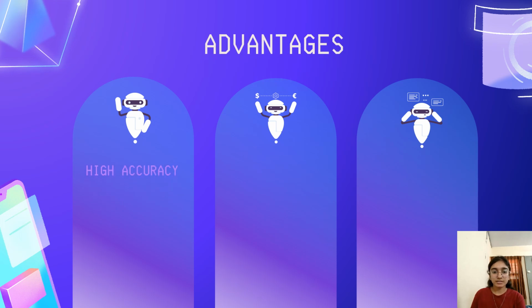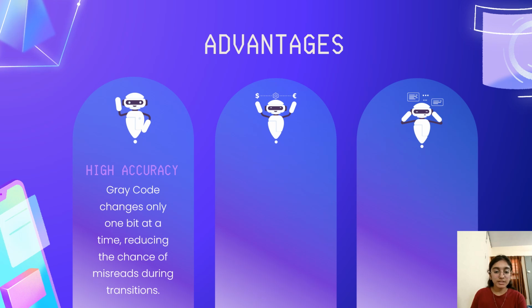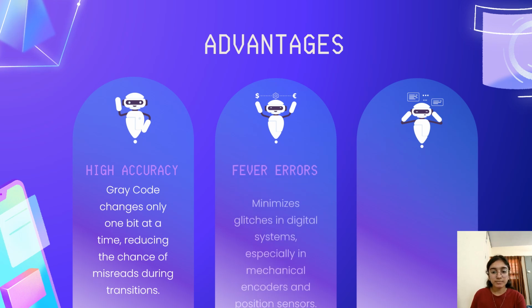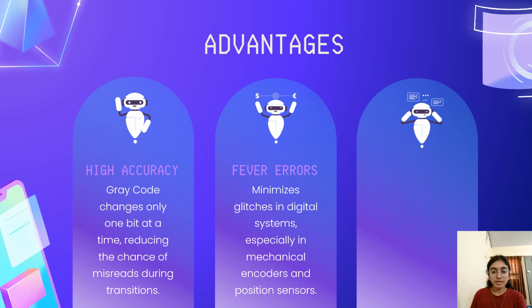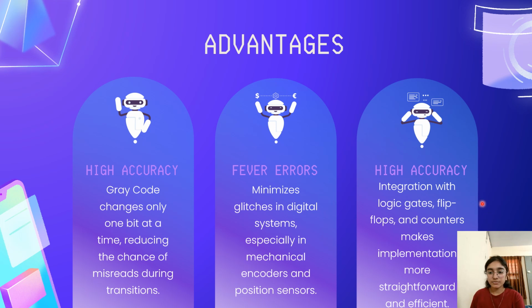Now, advantages. First, high accuracy. Gray code changes only one bit at a time, reducing the chance of misreads during transitions. Second, fewer errors. It minimizes glitches in digital systems, especially in mechanical encoders and position sensors. Third, integration with logic gates, flip-flops, and counters makes implementation more straightforward and efficient.